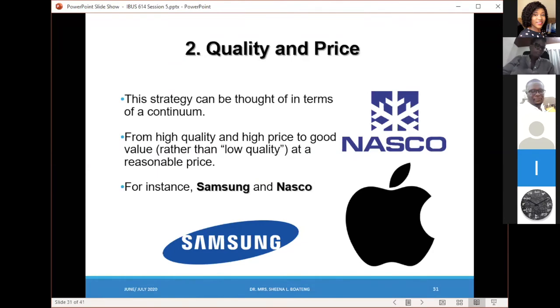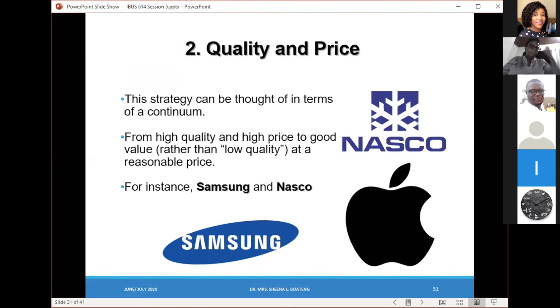So apart from the attributes or benefits, we can also talk about quality and price. And this one is a very popular positioning strategy that a lot of brands use. It is where they think of themselves in terms of quality and price along a continuum. So you find a lot of brands having different products on different levels of the continuum that offer value to different types of customers depending on how much they have to spend.